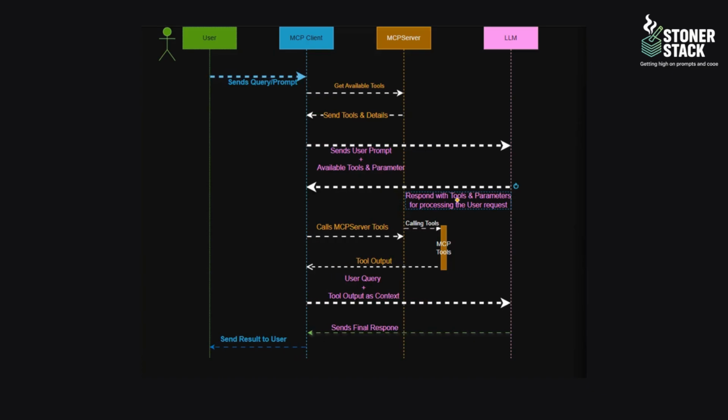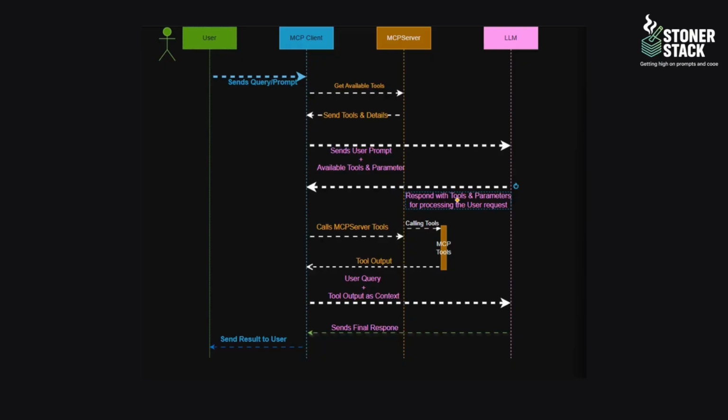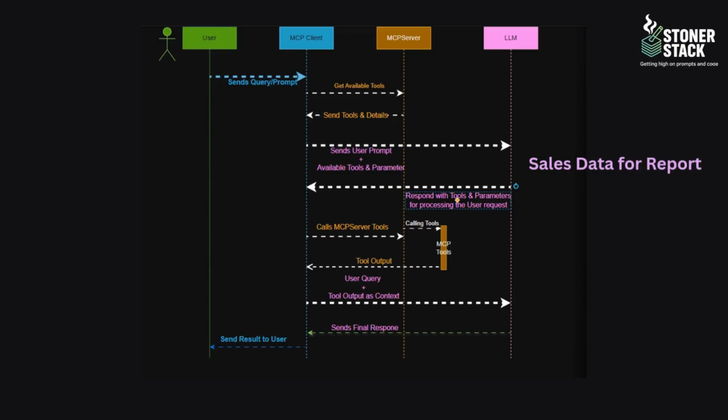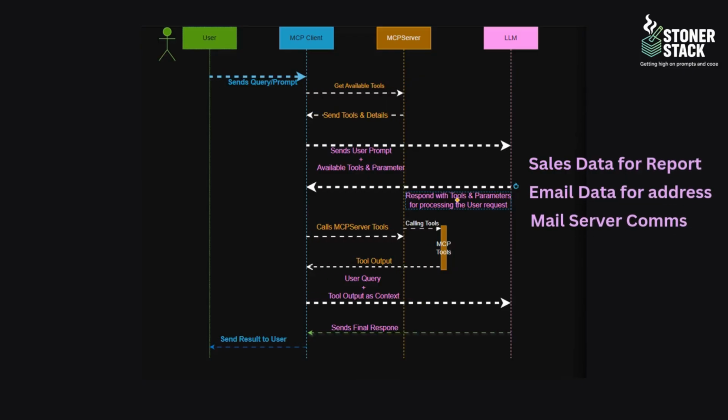It all starts with you, the user. Imagine you have a simple task for an AI. For example, send an email to my manager with the last month's sales report. This seems like a straightforward request, right? But to complete it, the AI needs to handle multiple steps. It needs sales data, your manager's email address, and the ability to connect to a mail server.